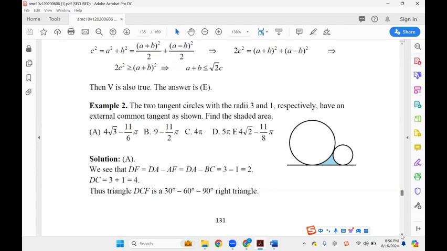So the total area would be the big thing, minus this small thing, this small part, 3 divided by 2 pi, and then plus this small circle, this one. Okay, so I'm not going to calculate it further. That's how it works.